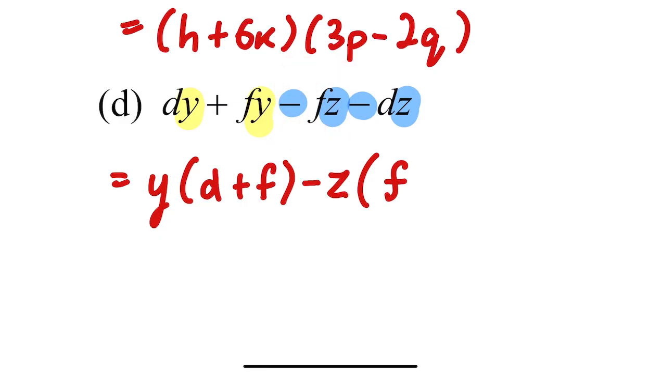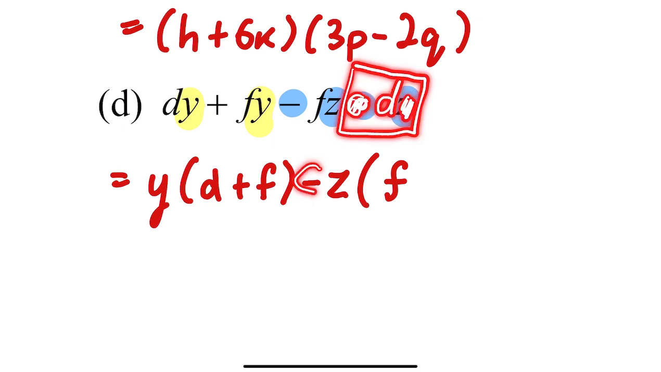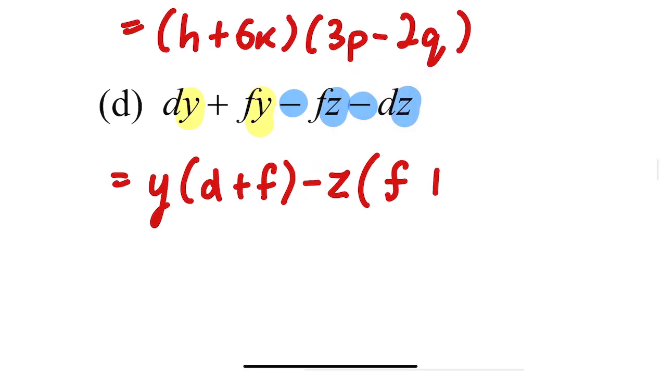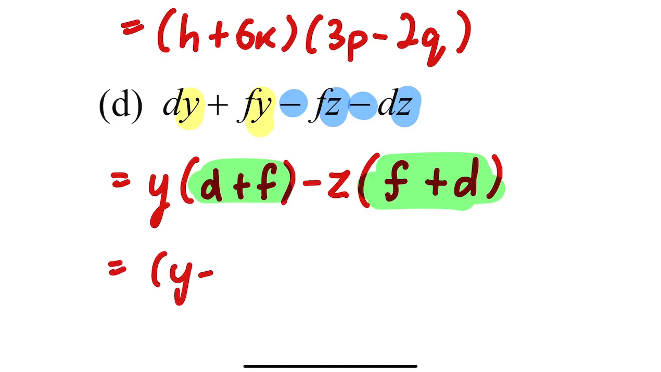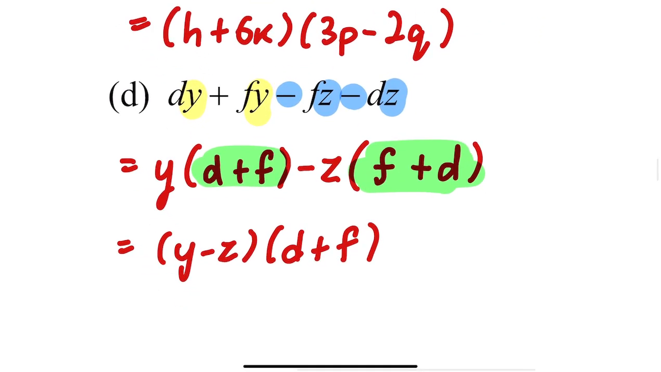Now, second term, a lot of students will make this common mistake. When I look at this second term over here, if I factorize out a negative z, what am I left with? It should be a positive d. No more negative sign because this negative sign is factorized out. So this will be plus d. Then now I check. Is f plus d the same as d plus f? And it is the same. So the final answer is simply, I can combine them together: y minus z groups of d plus f. And this is for example 2D.